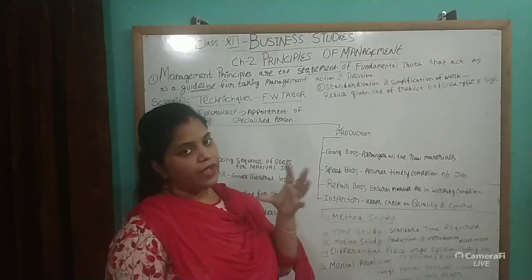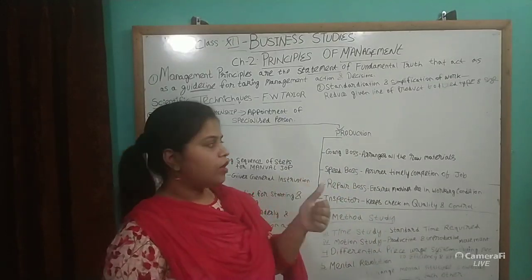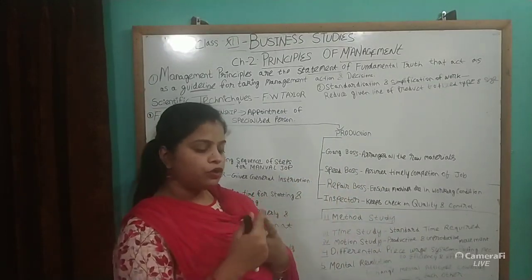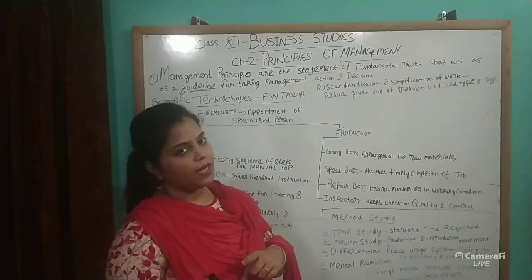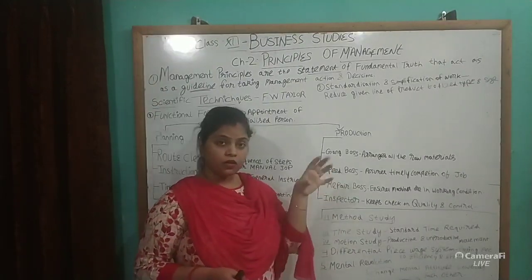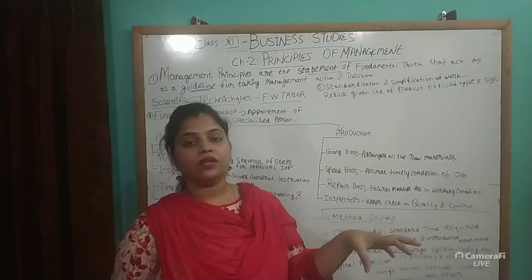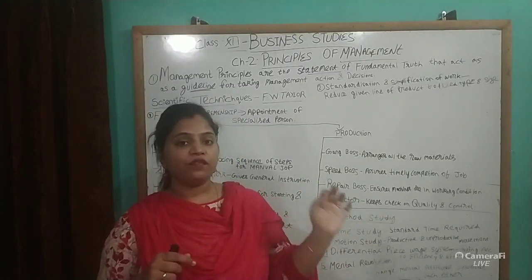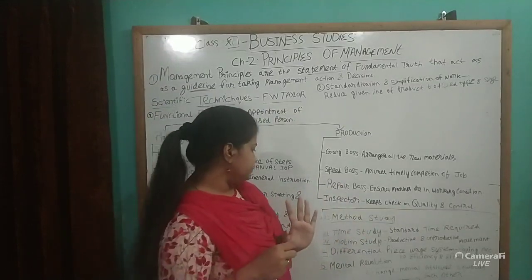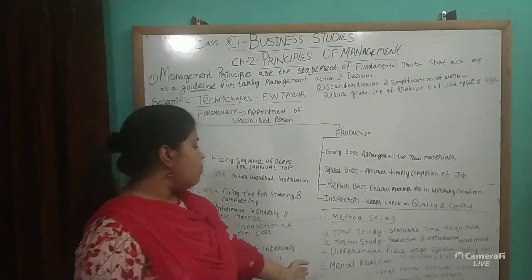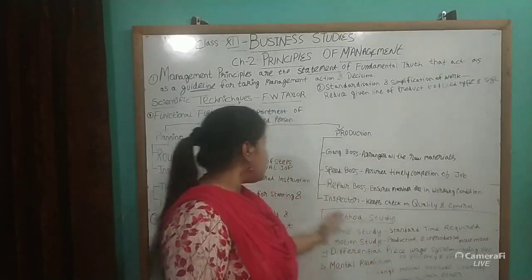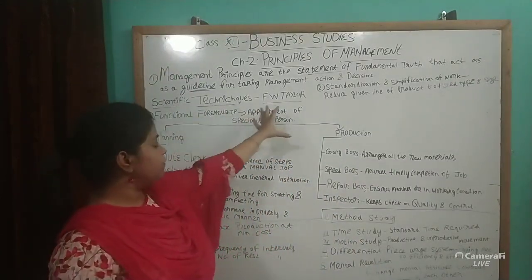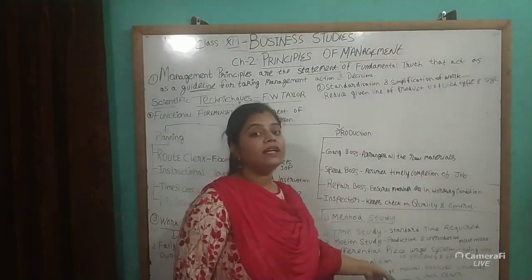If both are effective and efficient, producing 100 units, both will get the same pay, but if one is producing 70 units and one is producing 100 units, then they will be paid according to their effectiveness and efficiency, okay? Then at last, mental revolution. The last scientific technique developed by Taylor is mental revolution.